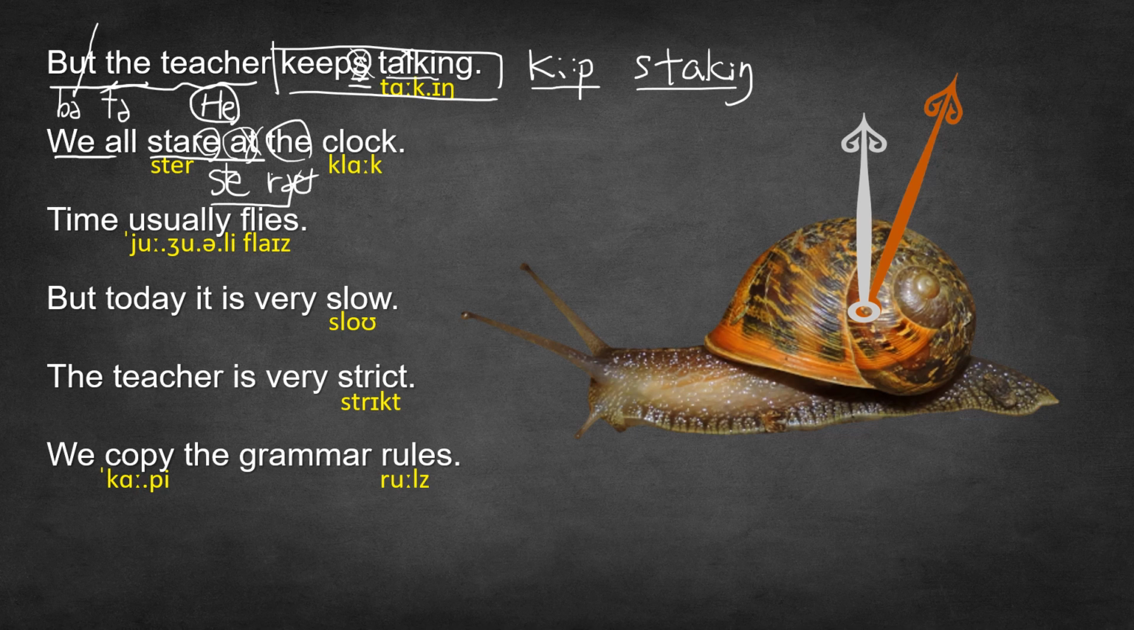Time usually flies. Okay, the verb is fly, but time is it. So we put s. But when the verb is one syllable, ending with consonant y, we change this y to i and put es instead. So time usually flies. But today, it is very slow.